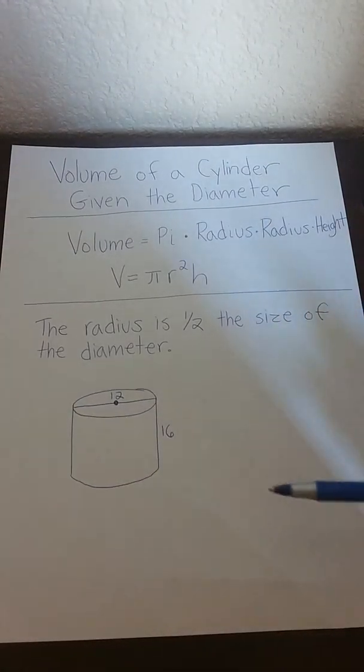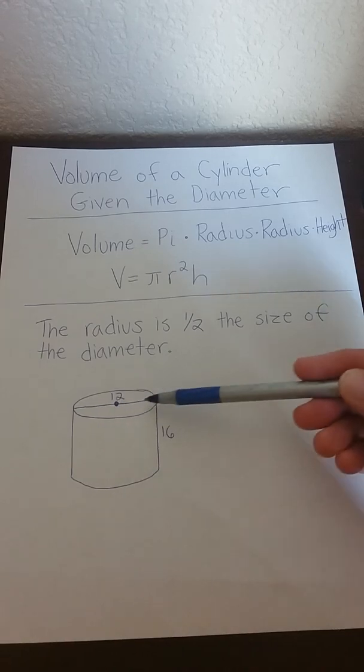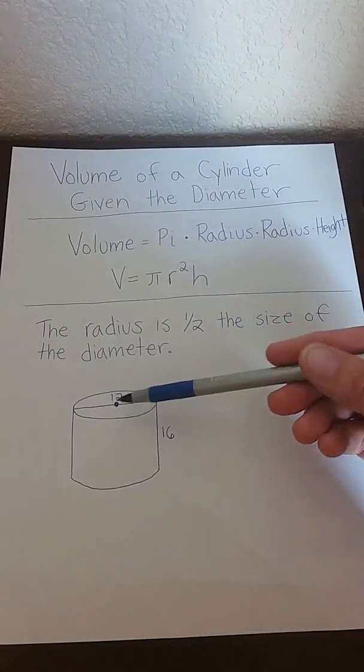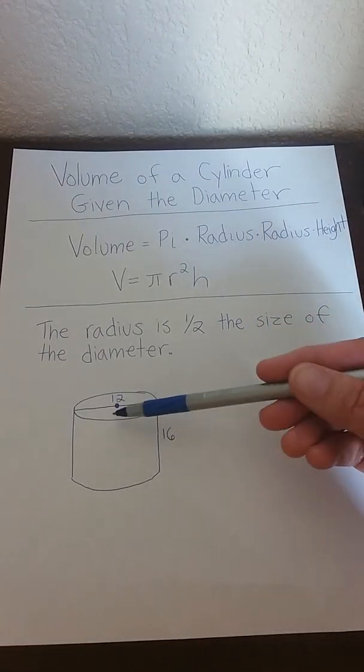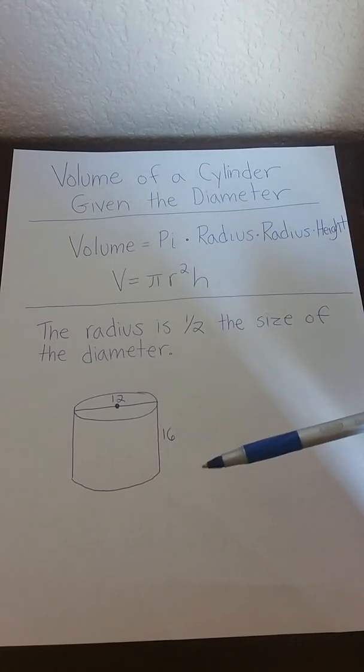So this is a diameter because it goes all the way across the circle. The radius of a circle is just halfway across. It's from the middle to the edge of the circle. So diameter is all the way across. Radius is just halfway across, just from the middle to the edge. So the radius is half the size of the diameter.